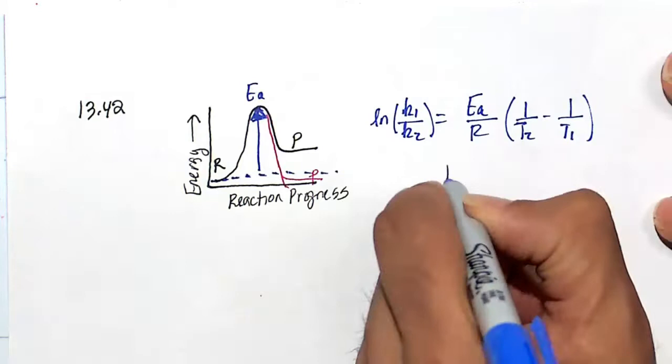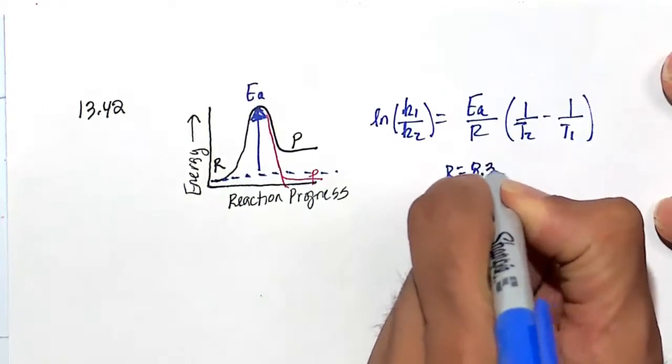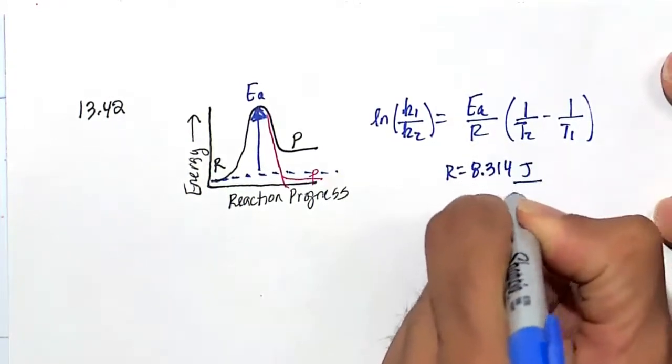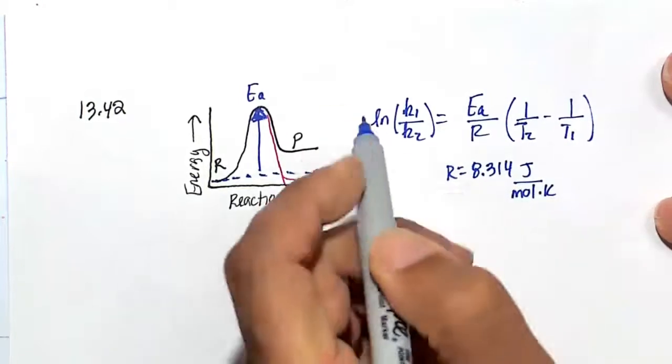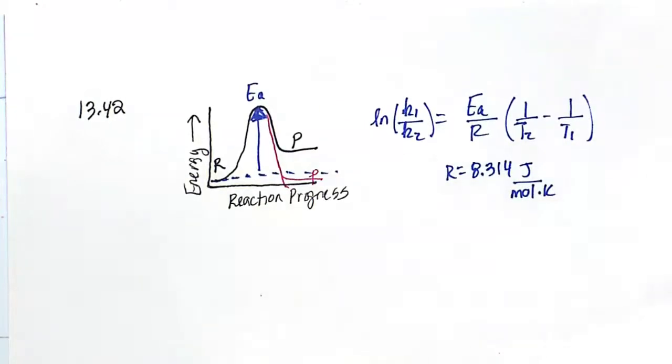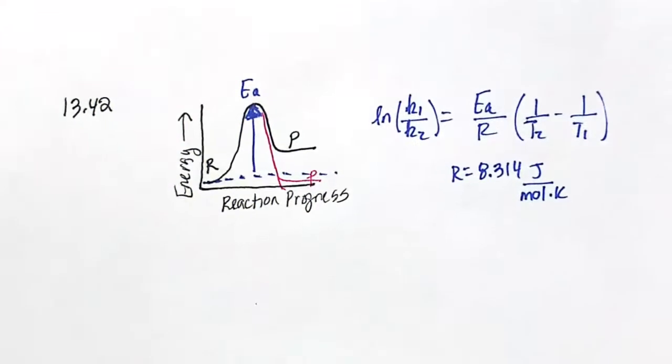Here's one version of the Arrhenius equation. R is a constant that will be given to you on any exam. It's 8.314 joules over moles Kelvin. So let's look at this problem more carefully and make an inventory of what we need to solve for.